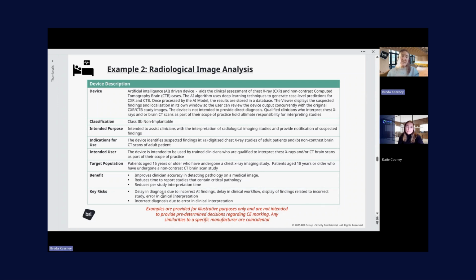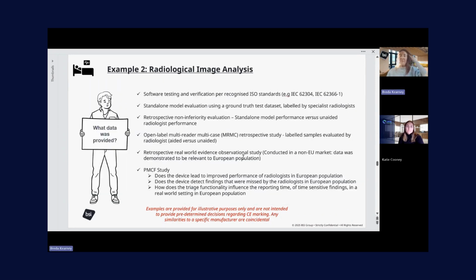The key risks are that you could have a delay in diagnosis due to incorrect findings, a delay in the actual clinical workflow that it's going to sit in, display of findings related to incorrect studies. You could have errors in clinical interpretation. And then you could have incorrect diagnosis due to an error in clinical interpretation. So the clinician doesn't read the results correctly or misinterprets the results. So for this one, you probably can get a feel for, oh, this is much more higher risk. There is bigger implications of something going wrong here with this particular device.